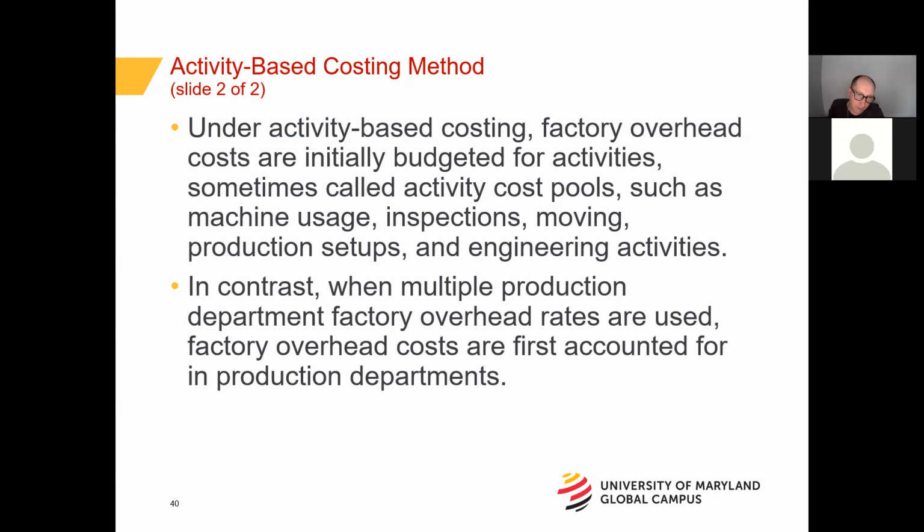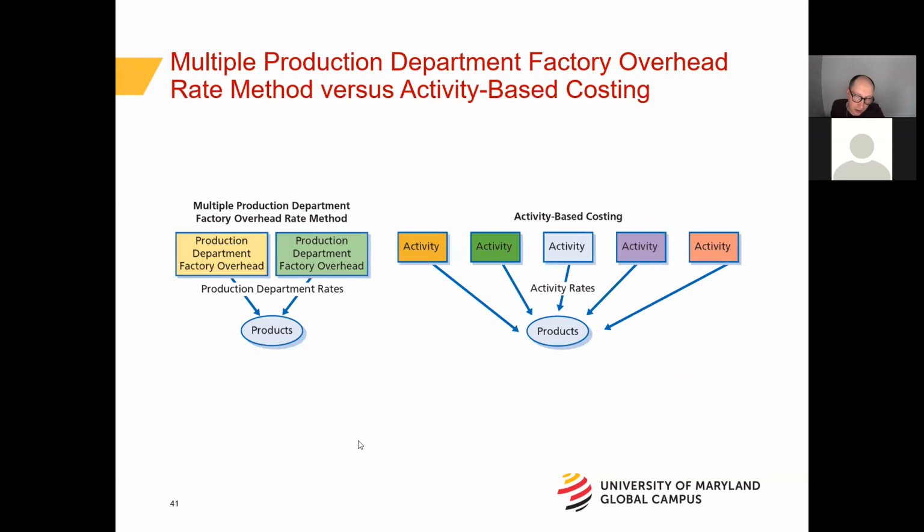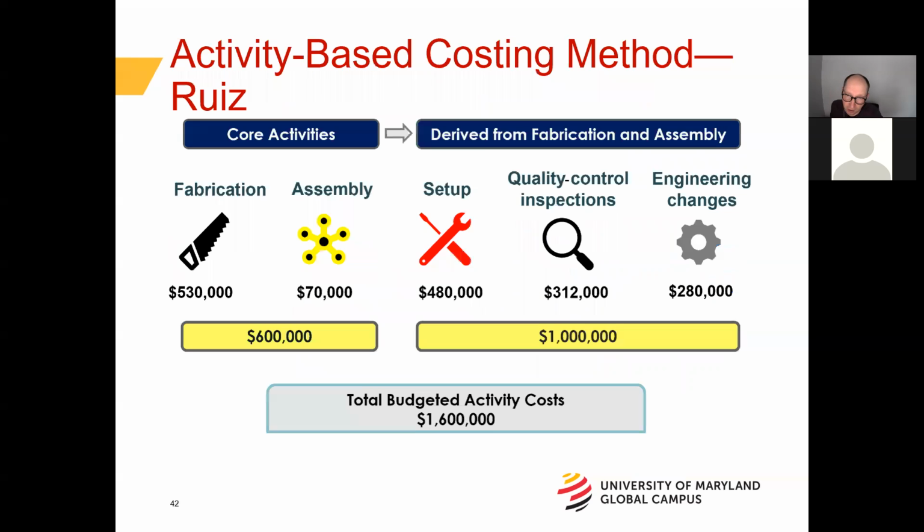And this is, of course, different than the department rate method. Department rate method, as you know, we identified an overhead rate for each department. When we discuss activities, we develop the overhead rate based on each activity and allocate it to the total cost of the product for overhead.